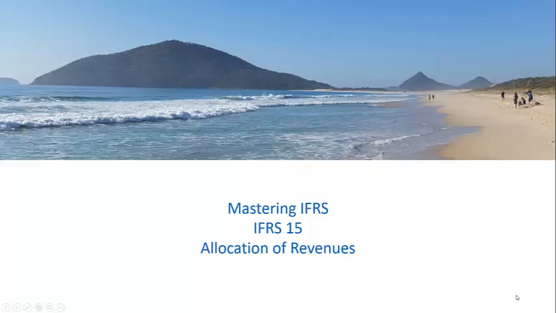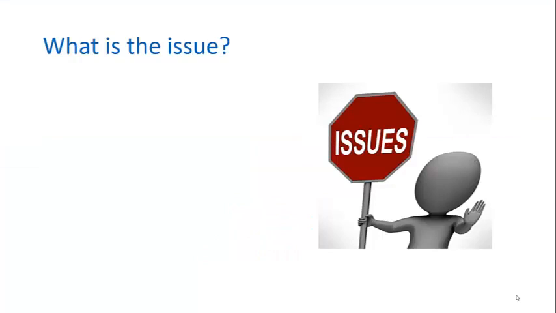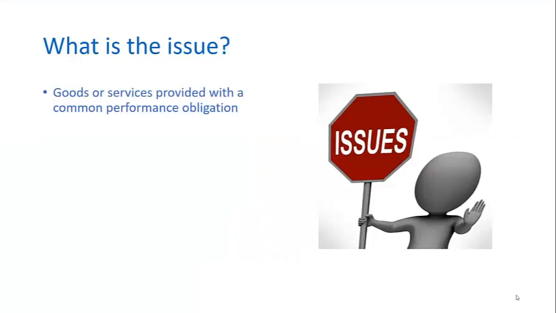Doubtless a major contributor to the development of IFRS 15 was concerns about how revenues were being allocated across transactions where there were packages of goods and services being sold. This is not an issue if you have the goods or services being sold with a common performance obligation, because in these situations the revenue is going to be recognized on a consistent basis, so therefore how you allocate the revenue across the different items is not going to be an issue.